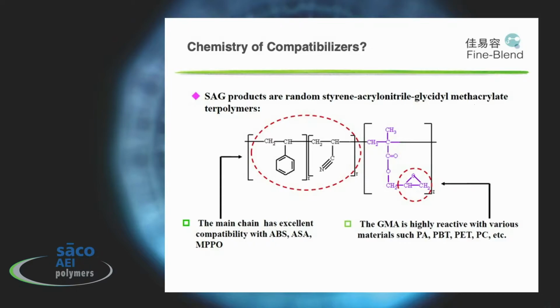So looking at the chemistry of the compatibilizers, for those of you familiar with organic chemistry, this might look familiar. SAG is one of the grades of the compatibilizers we have, and that stands for styrene acrylonitrile glycidyl methacrylate terpolymer. On the left side of this chain, you see that it has excellent compatibility with ABS, ASA, MPPO. While on the right side of that chain, the GMA is highly reactive with various materials such as nylon, PBTs, PETs, other polyesters, polycarbonate, many other polymers. So this is a good example of a compatibilizer and how it works.